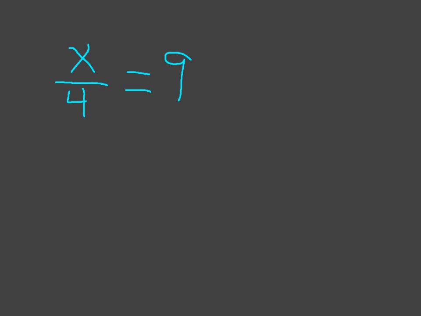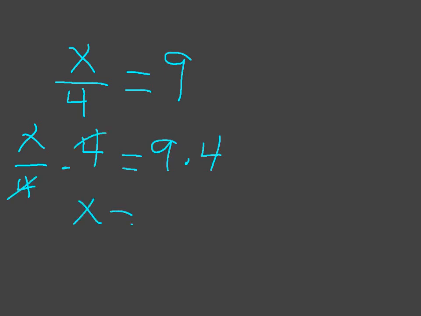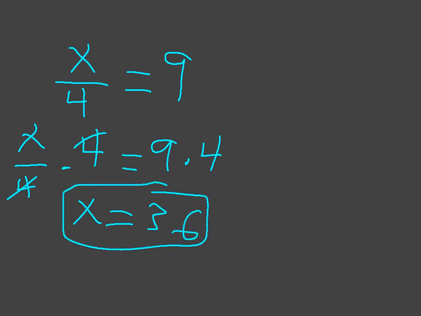We're dividing by 4, we want to get the x by itself, so if we multiply both sides by 4, x is equal to 9 times 4. So then the 4's cancel, and we have x is equal to 9 times 4, which is 36. Okay, and that is our answer there.